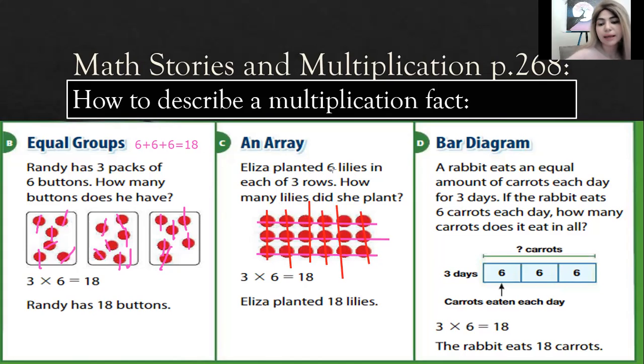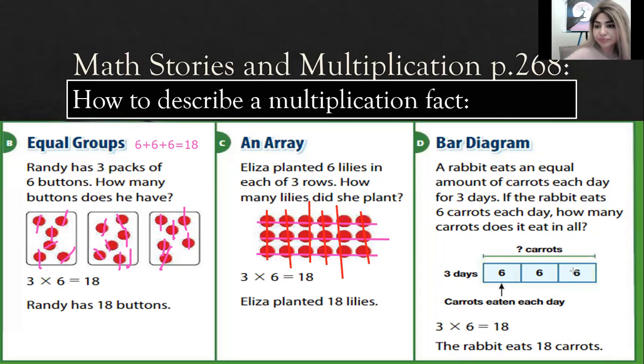Lisa planted 6 lilies in each of 3 rows. How many lilies did she plant? So we counted the lilies, which are 18. Then we have a bar diagram. A rabbit eats an equal amount of carrots each day for 3 days. If the rabbit eats 6 carrots each day, how many carrots does it eat in all?